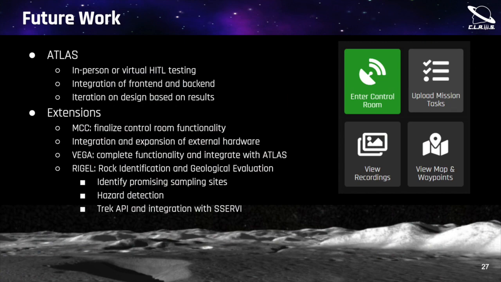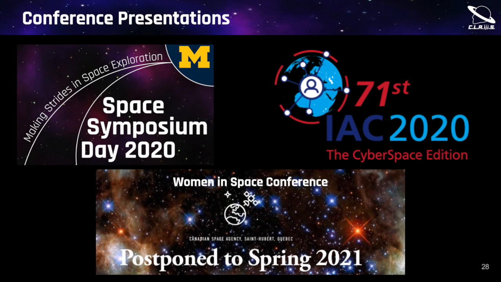CLAWS plans to continue work on Atlas over the coming year. In addition to migrating our mockups to the HoloLens, conducting testing, and finalizing control room functionality, we are planning on building external hardware components, integrating Vega into Atlas, and developing Rigel, which will handle hazard detection and collaborate with NASA's Solar System Treks API. In May, our team presented its work during the University of Michigan Space Symposium Day. We have also been accepted to present at IAC 2020 and the Women in Space Conference.